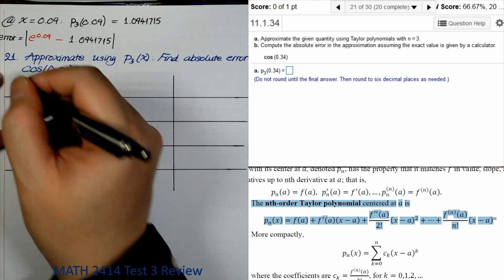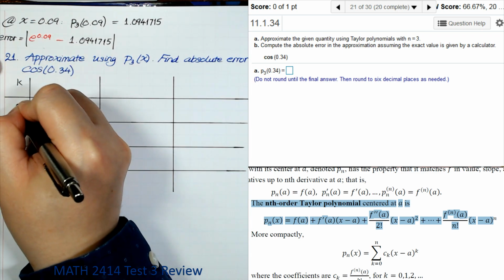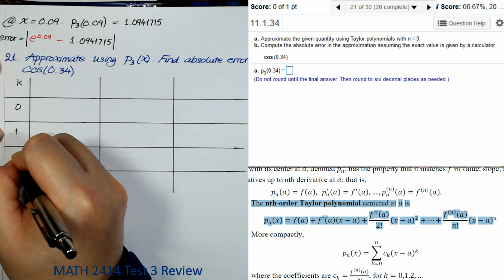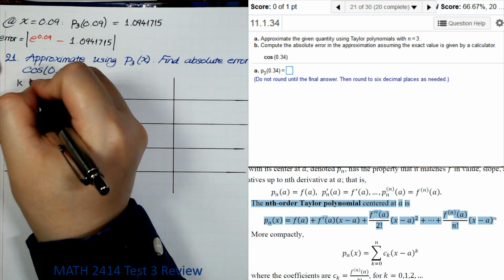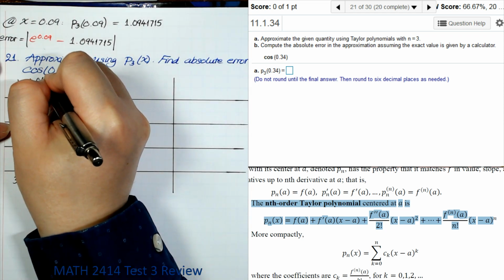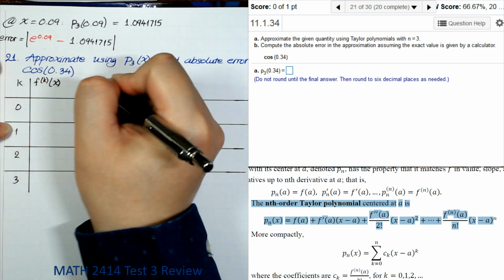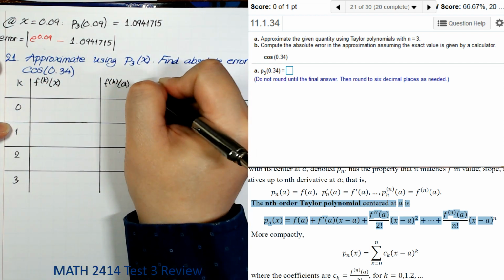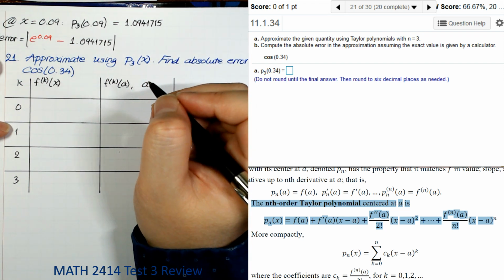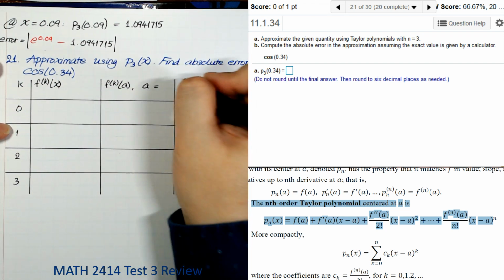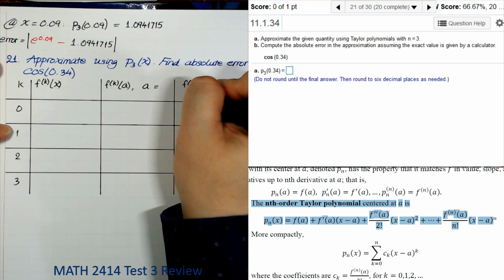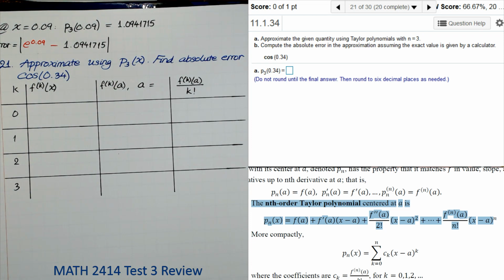Right, so K, this one we use P3 again, so 0, 1, 2, 3, K-order derivative of X, K-order derivative of A. Of course, in this case, what's A, and then that, K factorial, right, so we don't have anything.